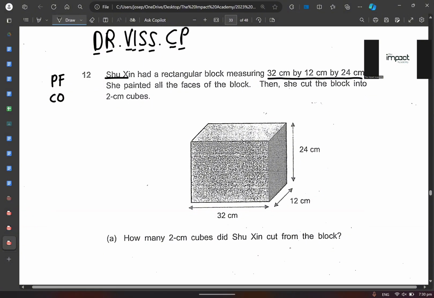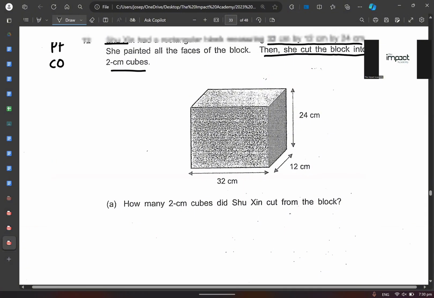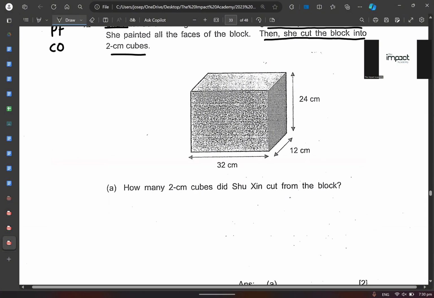Then she cut the block into cubes. This is something that you probably have learned. You must always ask yourself, or in fact, you have to do it individually. This is called the length, right? This is called the breadth. This is called the height. Let's talk about our length. How many 2 cm cubes are there on the length? 32 divided by 2 gives you 16 what? You see, a lot of you will just put 32 divided by 2. But I actually want you all to do this: 32 cm divided by 2 cm. That means your answer cannot be 16 cm, right? Has to be 16 what?